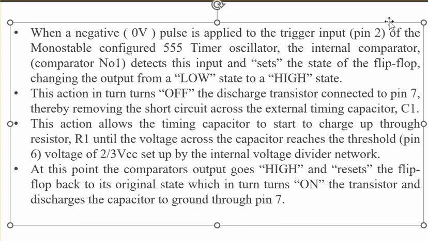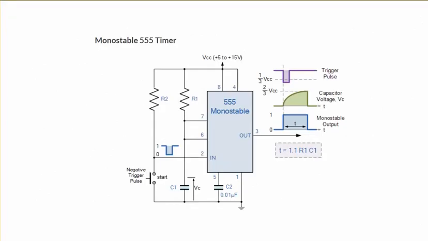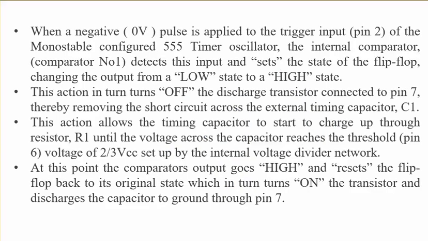During this condition, the discharge transistor will be turned off. This removes the short circuit across the external timing capacitor, which is C1. The same combination of capacitor and resistors R1, R2 will be there for the monostable also. I'll show you the circuit diagram. This is the circuit diagram, with the capacitor C1, R1 and R2, which I told you.